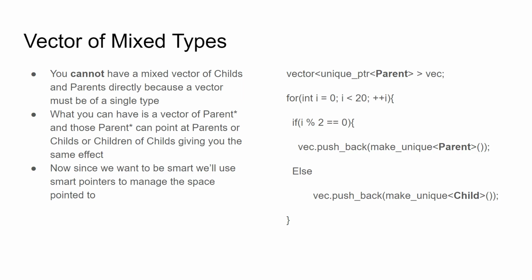So you can have vectors of mixed types as long as they all inherit from the same parent. But again, your vector wouldn't really be of these mixed types, it would be of the parent pointers. And so you can only access the parent methods that are defined on them.